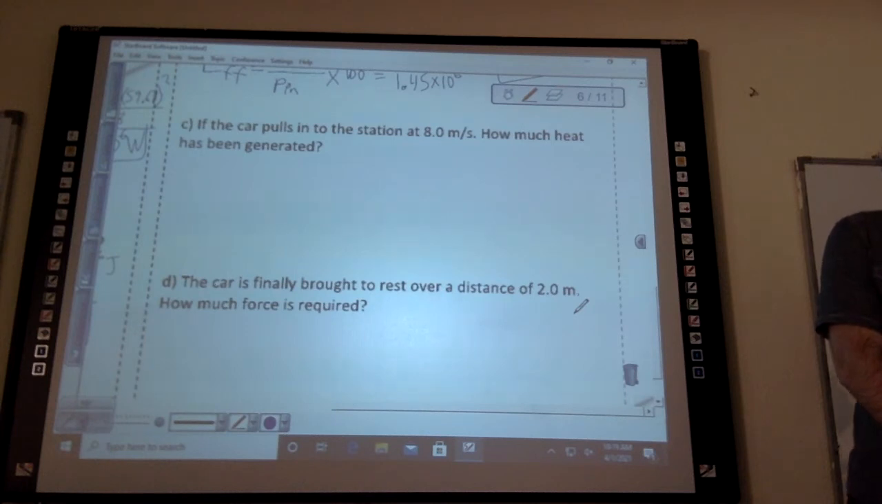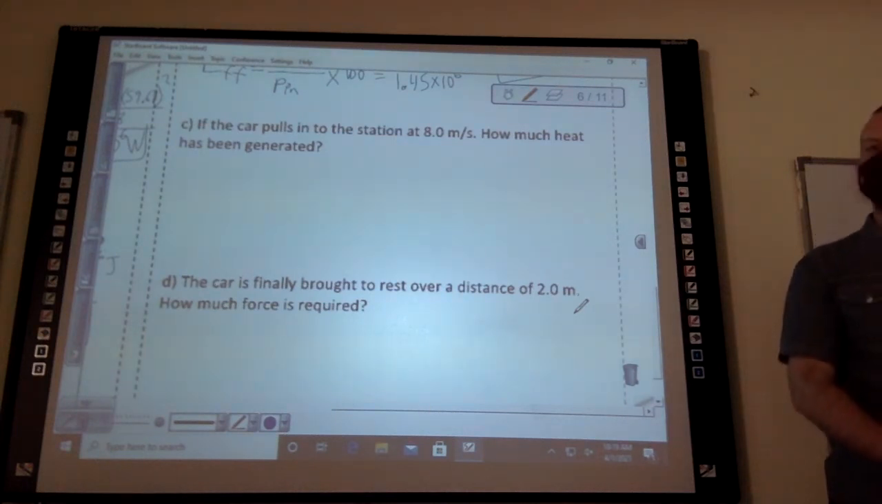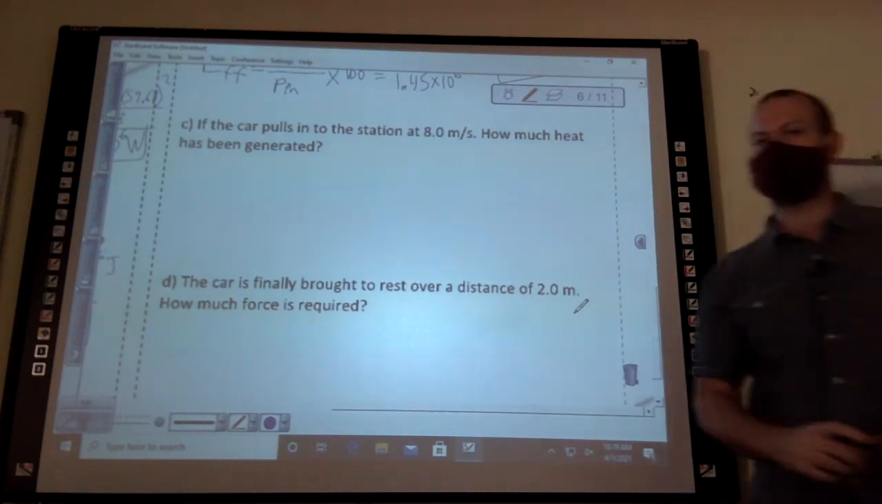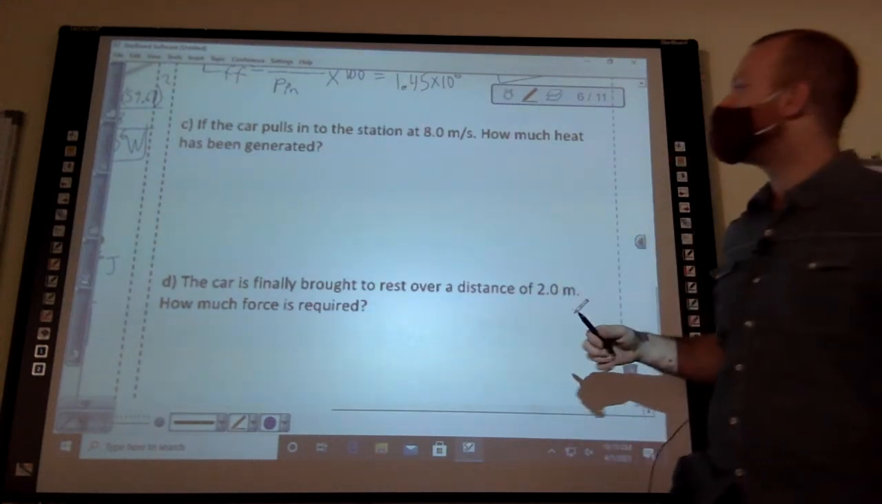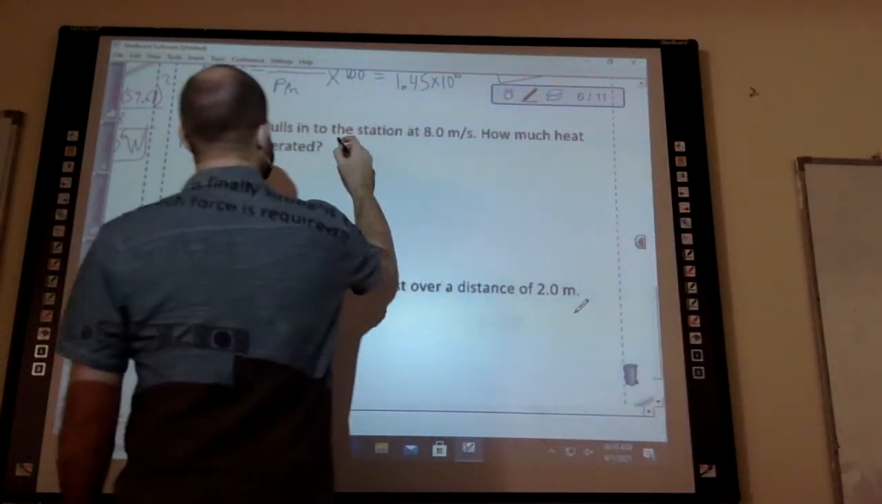So now we're told if the car pulls into the station at the end at 8 meters per second, we want to know how much heat is generated. And we want to know this since the first peak.